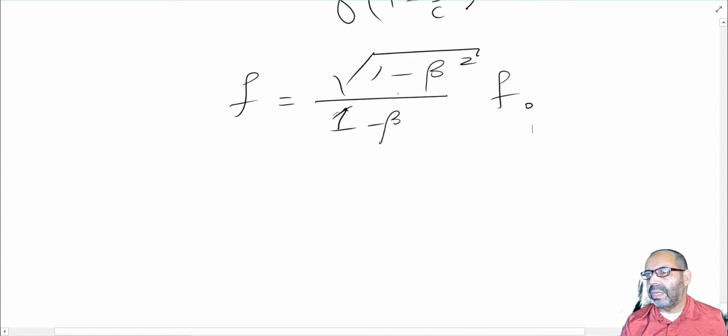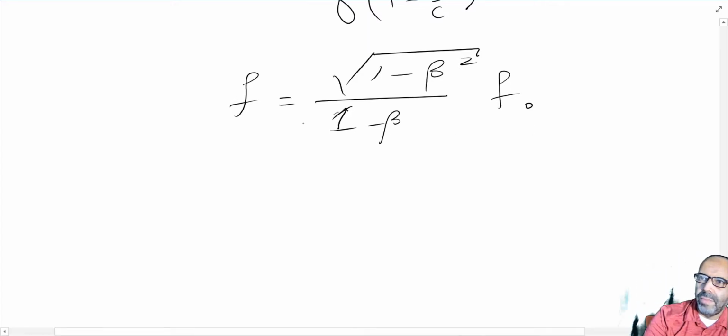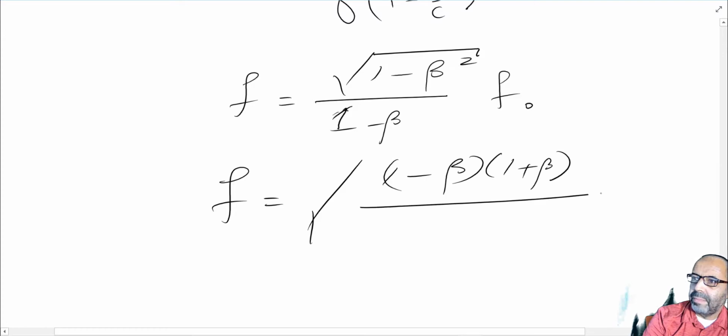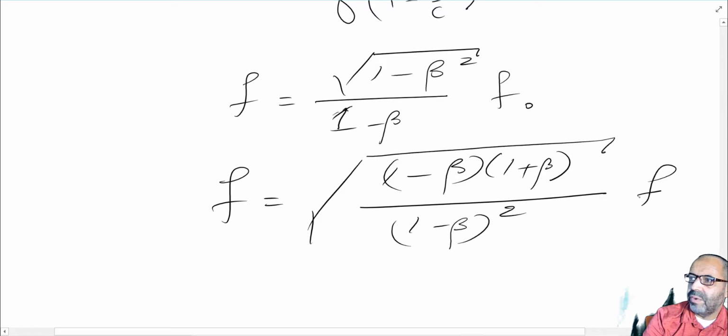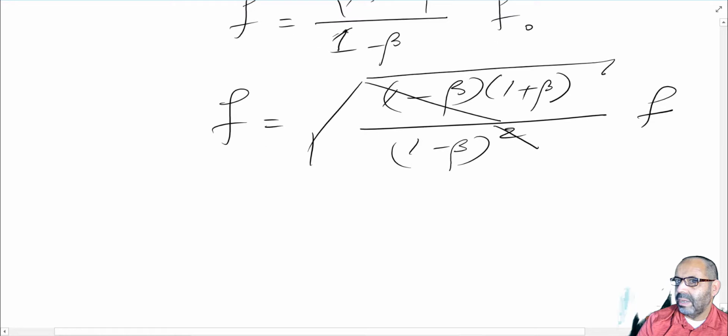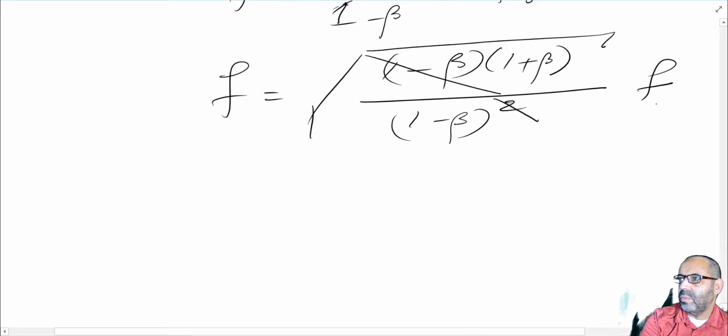A trick of algebra in here. This is the square root of, first of all, 1 minus beta squared, which is just 1 minus beta times 1 plus beta, divided by 1 minus beta. When I put it in the square root, I better square it. I put this entire square root everywhere times f naught. This and that cancel. So I'm left with basically the expression that I'm supposed to find. This is f naught, by the way, the frequency, the proper frequency if you wish.